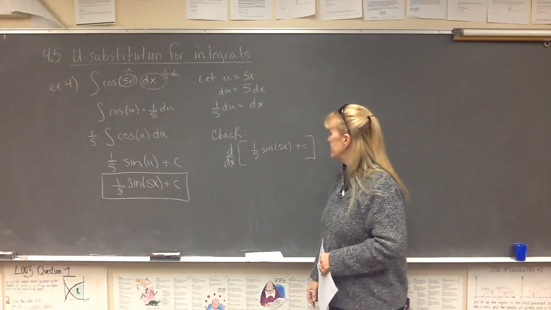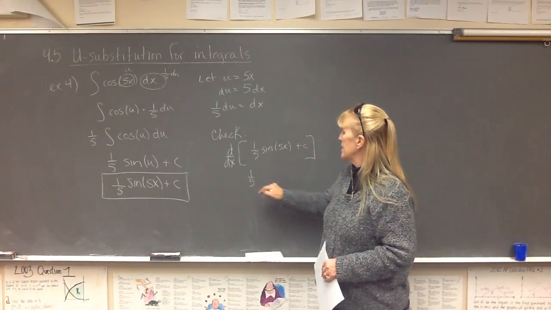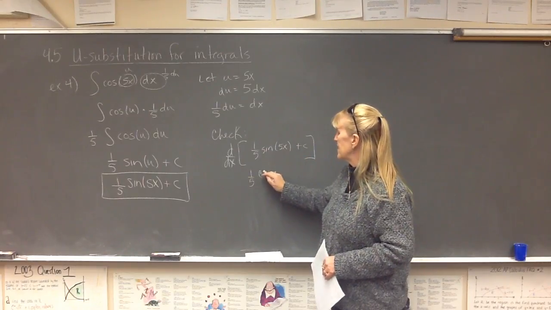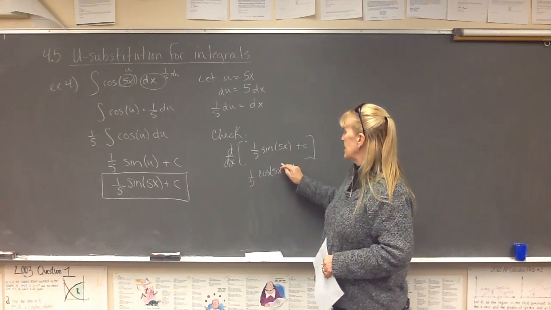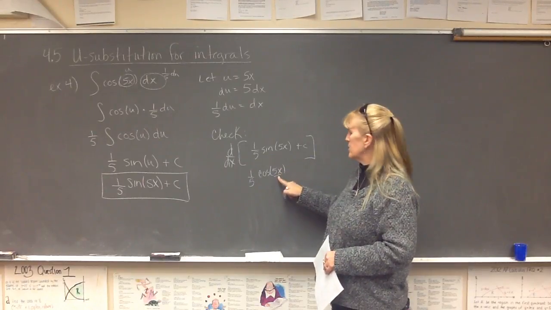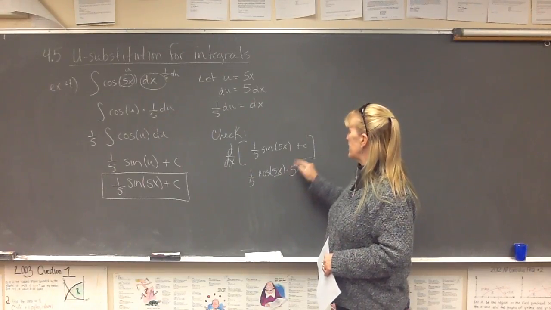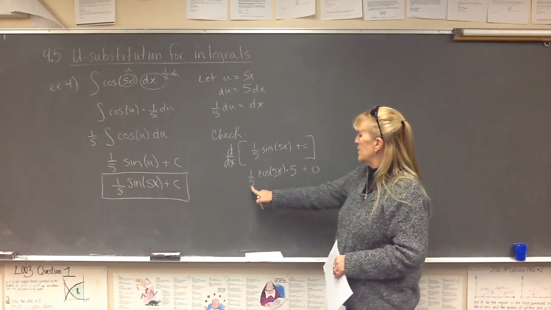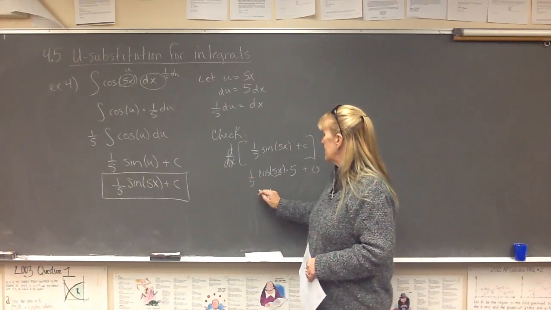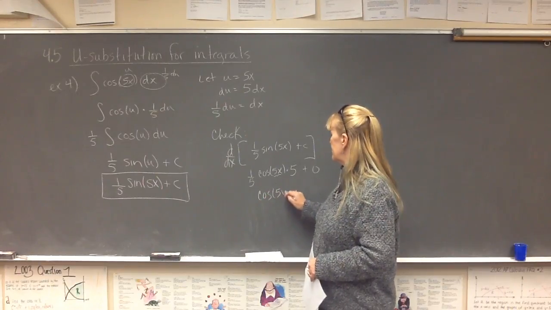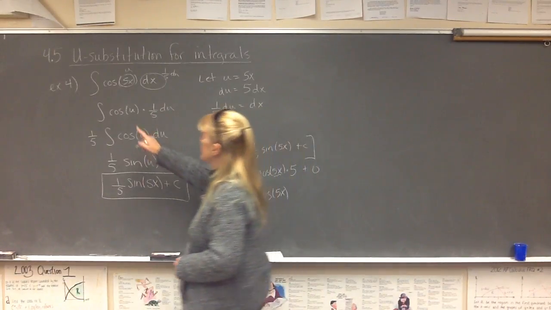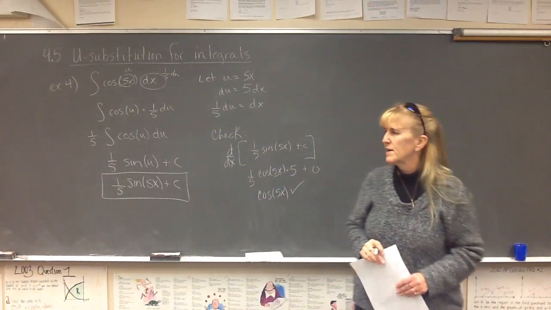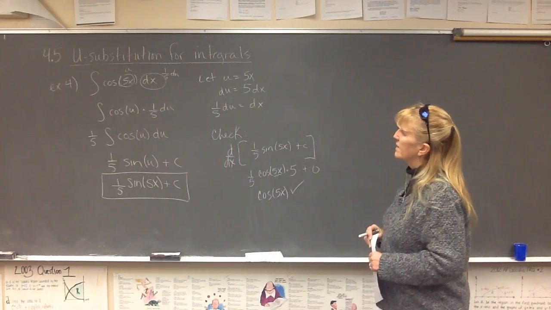So let's see if we do. I'm going to copy the 1/5. What is the derivative of the sine of 5x? That's going to be cosine 5x times the derivative of what's inside here, which is times 5, and then plus nothing because the derivative of any constant is 0. 1/5 of 5 cancel off, and we end up with cosine of 5x, and sure enough, that was indeed the integrand in my original problem, so I'm pretty sure my answer is correct. And there's question 4.